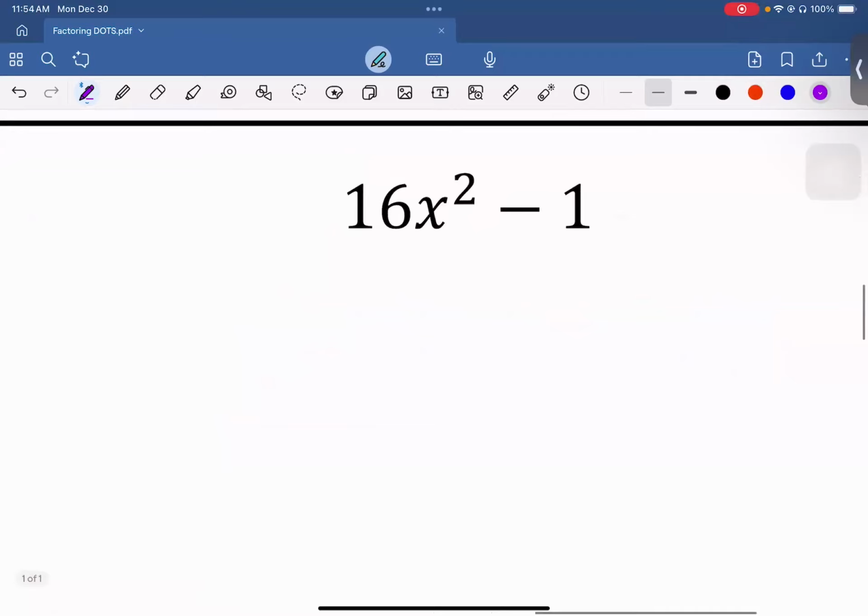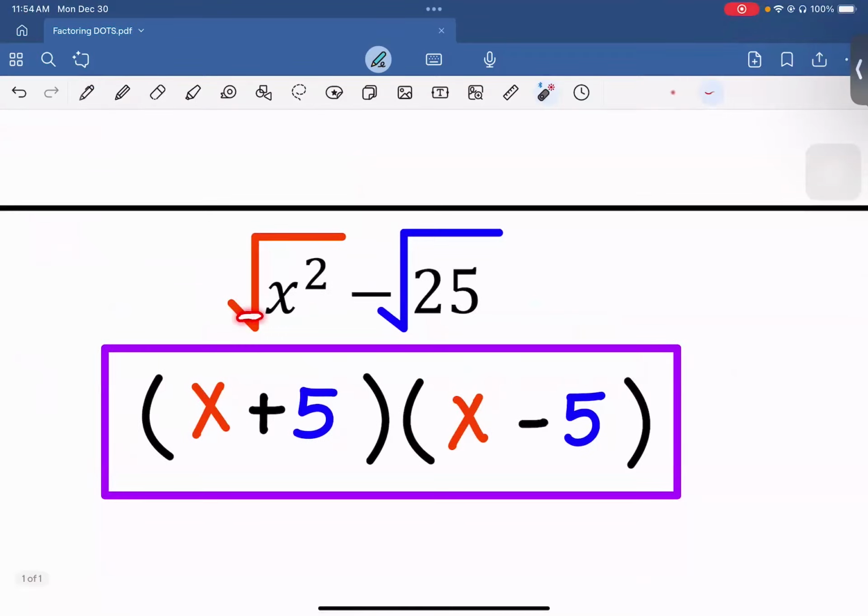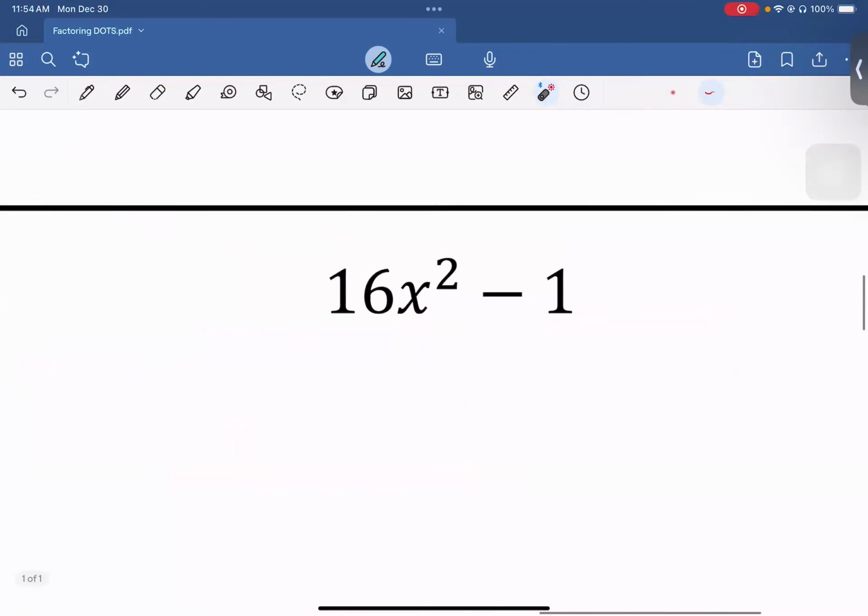We see something like this. Now, in this example, we didn't have a coefficient here, but we know that that invisible coefficient would be a 1, and 1 is a perfect square. Here, we see a 16 and a 1. Both of these are perfect squares. We can check off the rest of our checklist. We have two terms. We have subtraction. We have an even exponent.